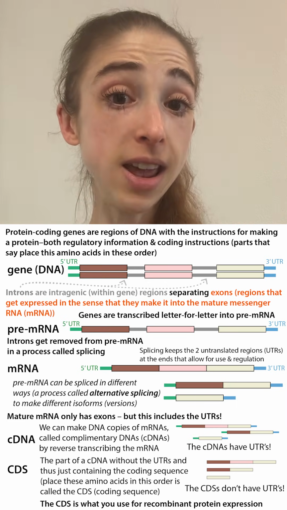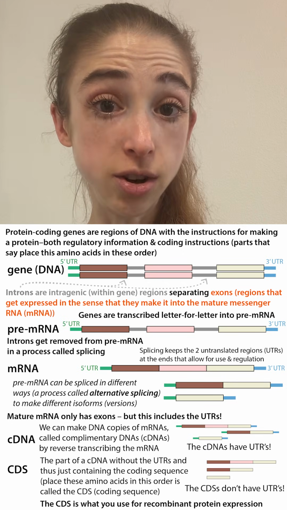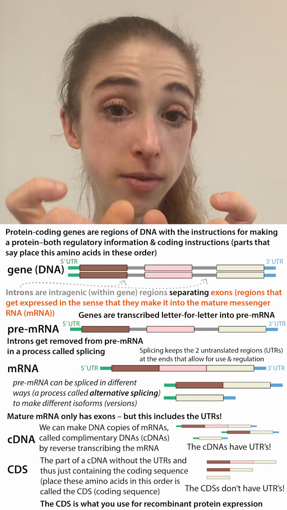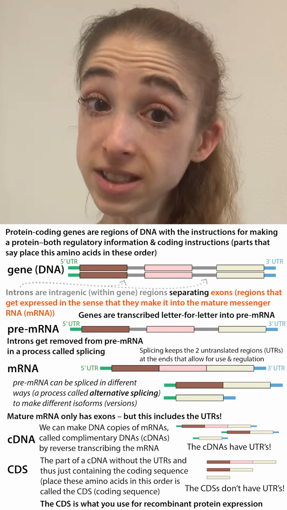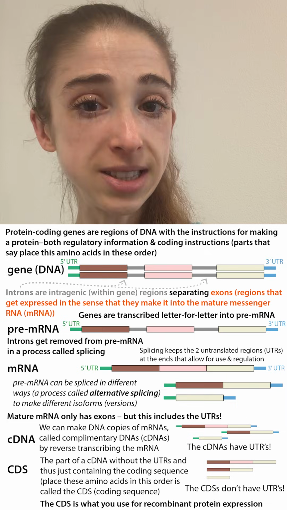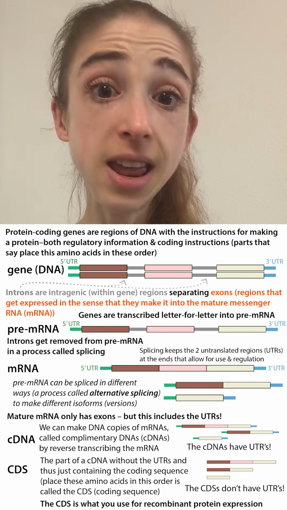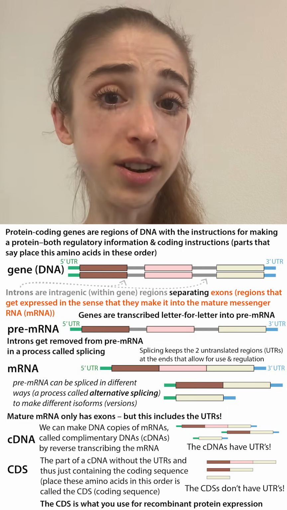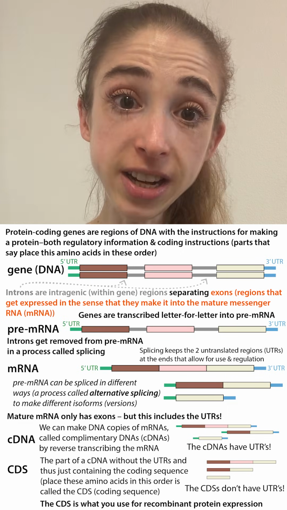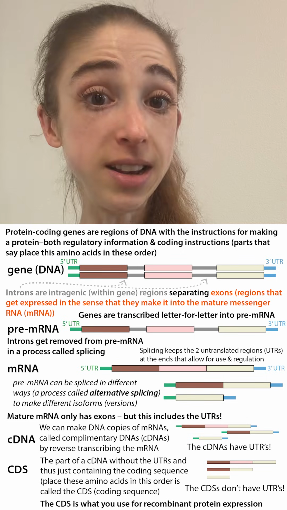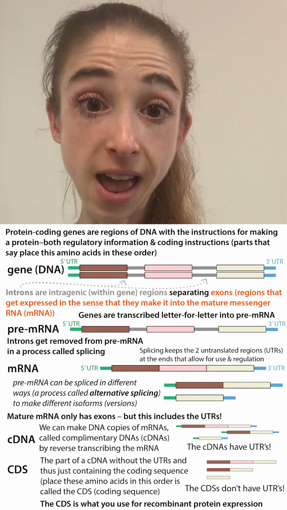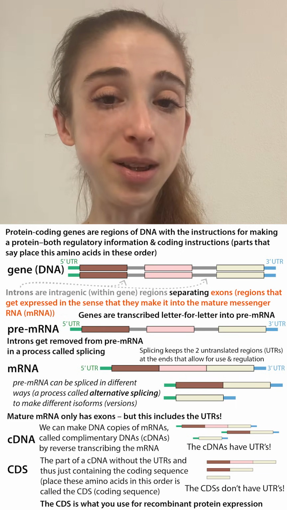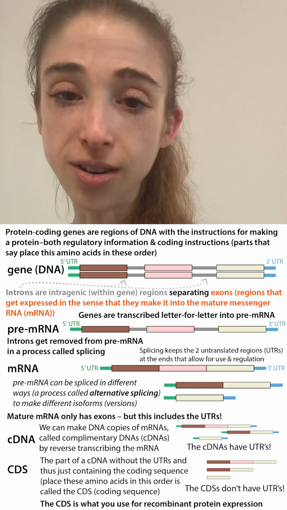The messenger RNA is an edited version of the pre-messenger RNA, but the messenger RNA includes the 3' and 5' UTR, which are still considered exons because they're taken from the DNA into the pre-messenger RNA. The introns are intragenic regions that are part of the gene, they're part of the DNA, and they make it into the pre-messenger RNA, but then they get cut out. So the introns aren't typically part of your cDNA because they're not part of the mature messenger RNA.